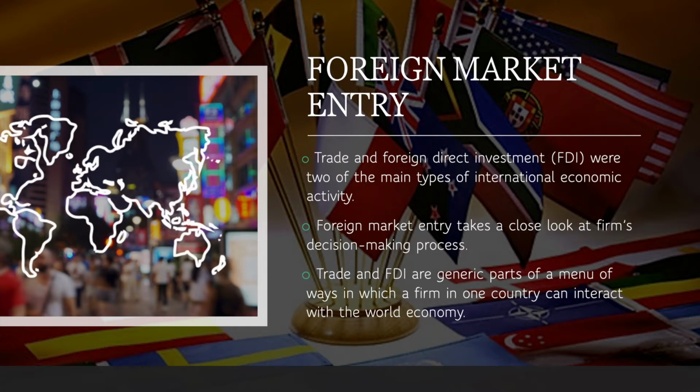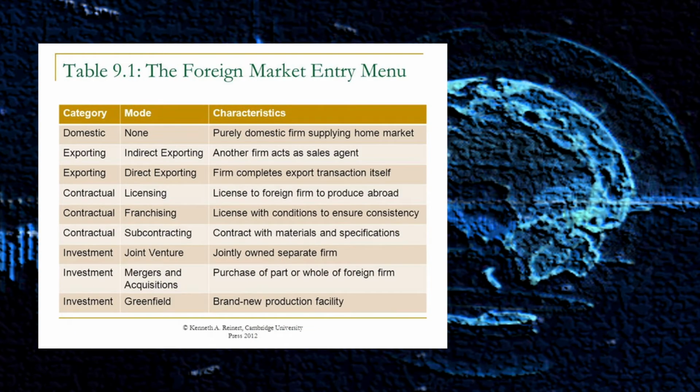In Table 9.1, there are three broad categories of entry, which are exporting, contractual, and investment. This menu of options is presented in Table 9.1 and concerns the process of foreign market entry. We begin by considering a purely domestic home country firm. The entire sales of this firm are within its home country base. At some point, it might begin considering selling its output in foreign markets. How might it do this?